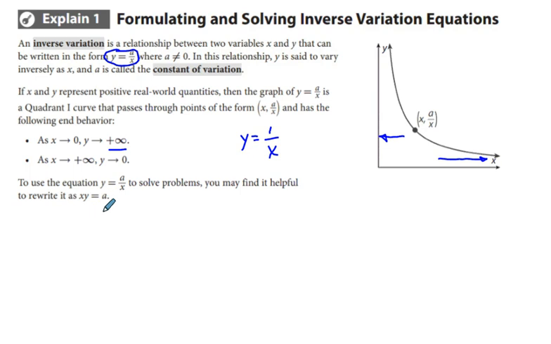There are different ways of rewriting this function. Now, this is analogous to xy equals a. It's analogous to, in our example earlier, width times length equals area. So area in the case of the rectangles situation was our constant of variation. And there are a lot of real-world uses for this.